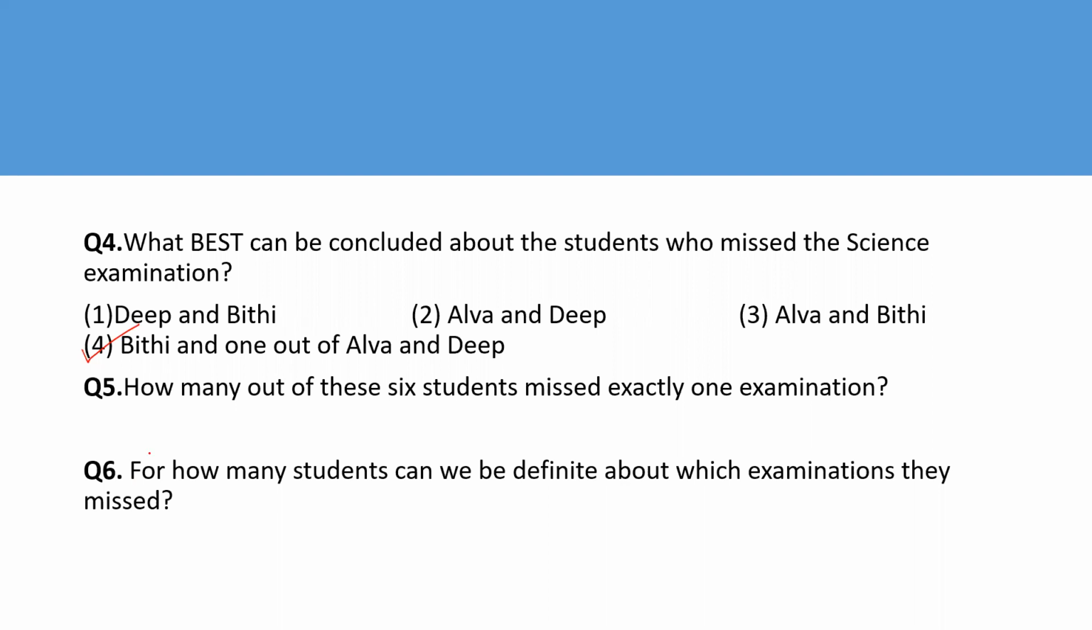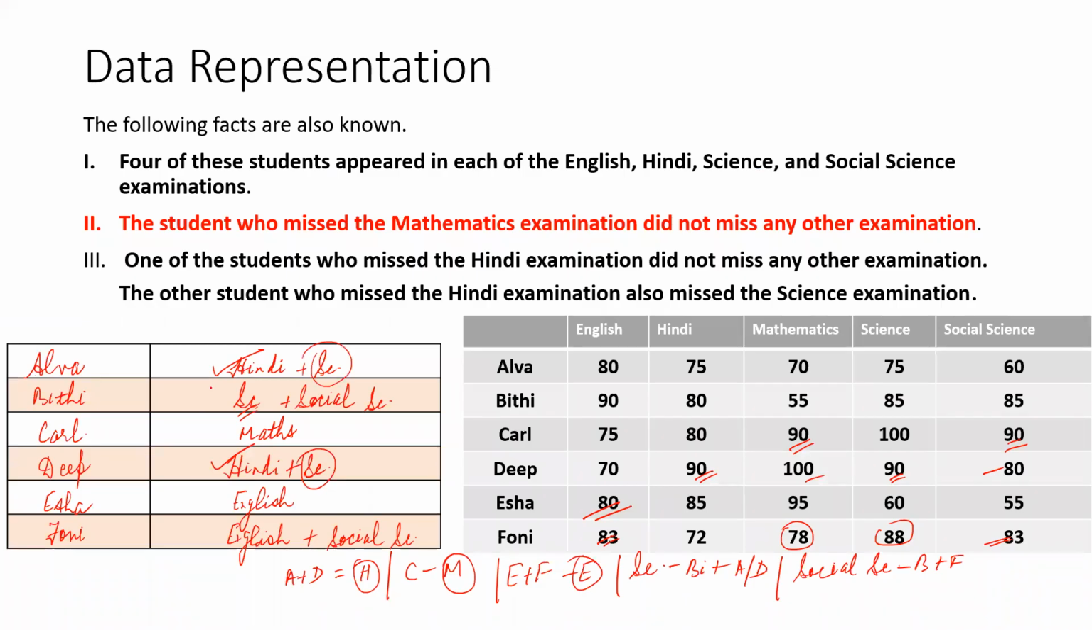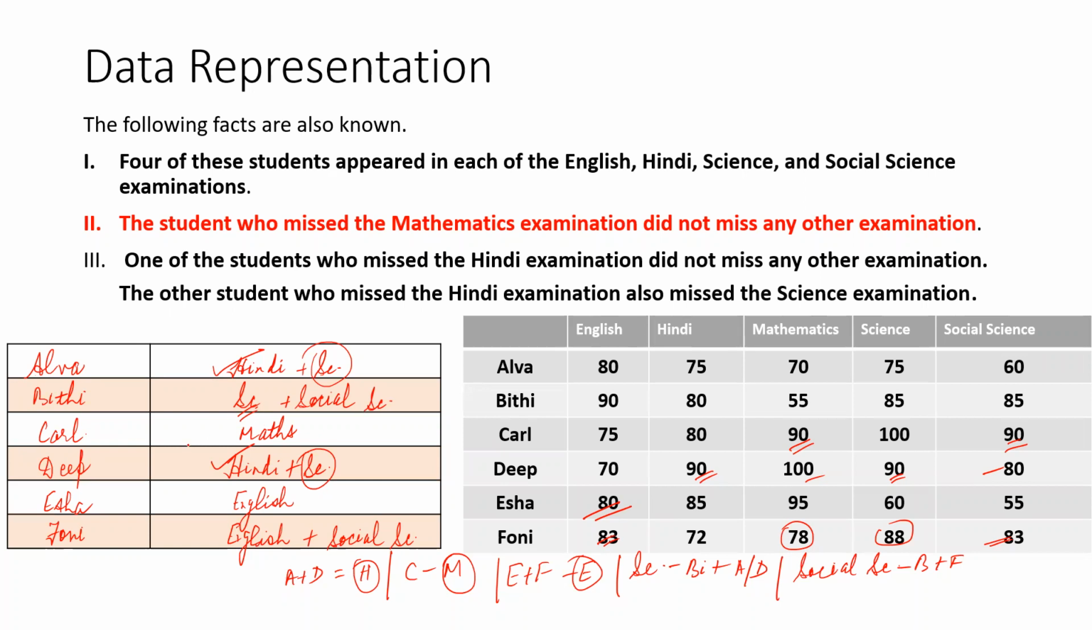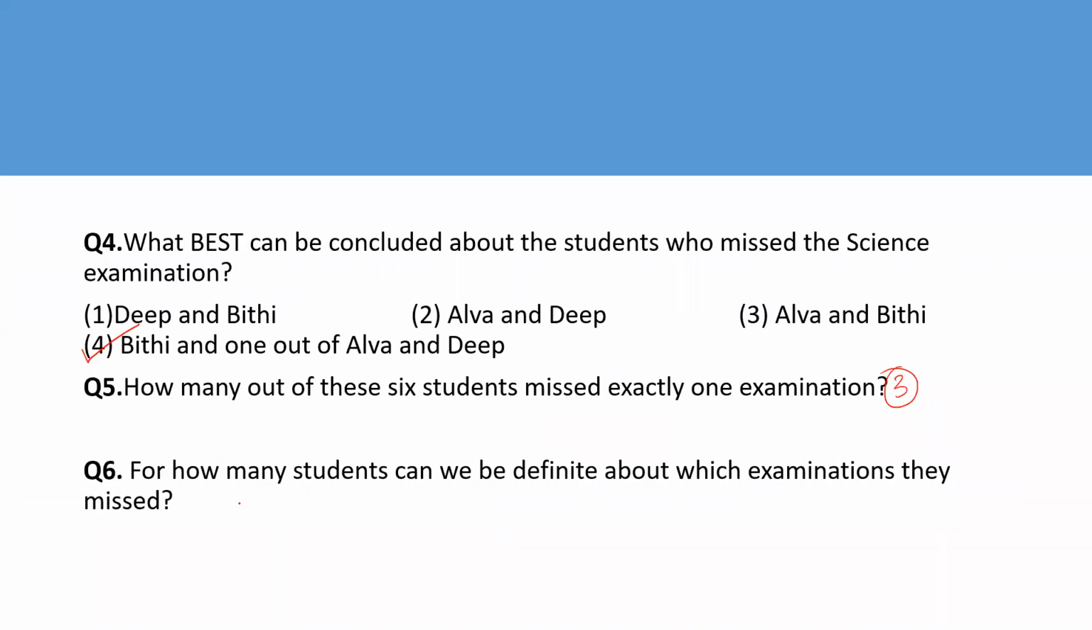How many of the 6 students missed exactly one examination? So when we look at it, it is either Alva or Deep who has missed one examination. Carl is another, Isha is another. So here, we can perfectly ascertain 3 students who have missed at least one examination. For how many students can we be definite about which examinations they missed? Other than Alva and Deep, because we are not sure which one of them missed the science examination, for the remaining 4, we can definitely ascertain which examination they missed. So here the option would be 4.